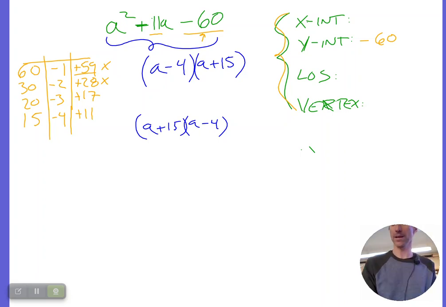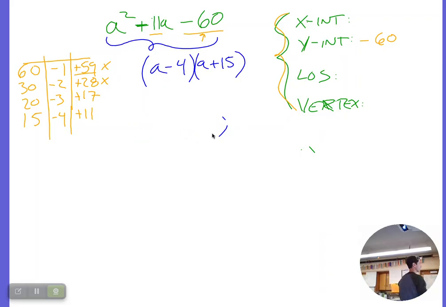Why does it not matter? Because of that one property. The commutative property of multiplication. Yeah, that's the one.